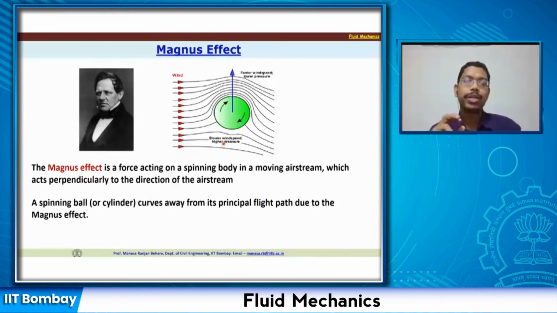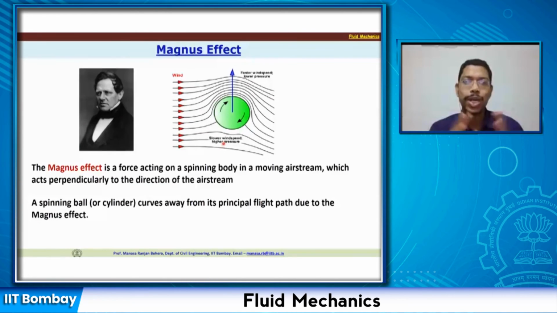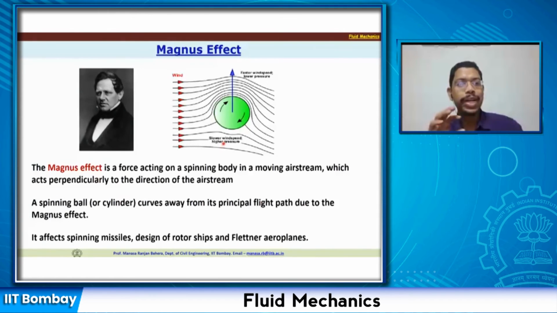And that's why you might have seen that most spinning balls, when hit, because there is already a lift, there is a possibility that they will suddenly go up in the air. Okay, that's what happens. So it affects spinning missiles also. This is about cricket, but there are other practical applications. We have spinning missiles, or the design of rotor ships or Flettner airplanes. These all use such concepts of the Magnus effect.